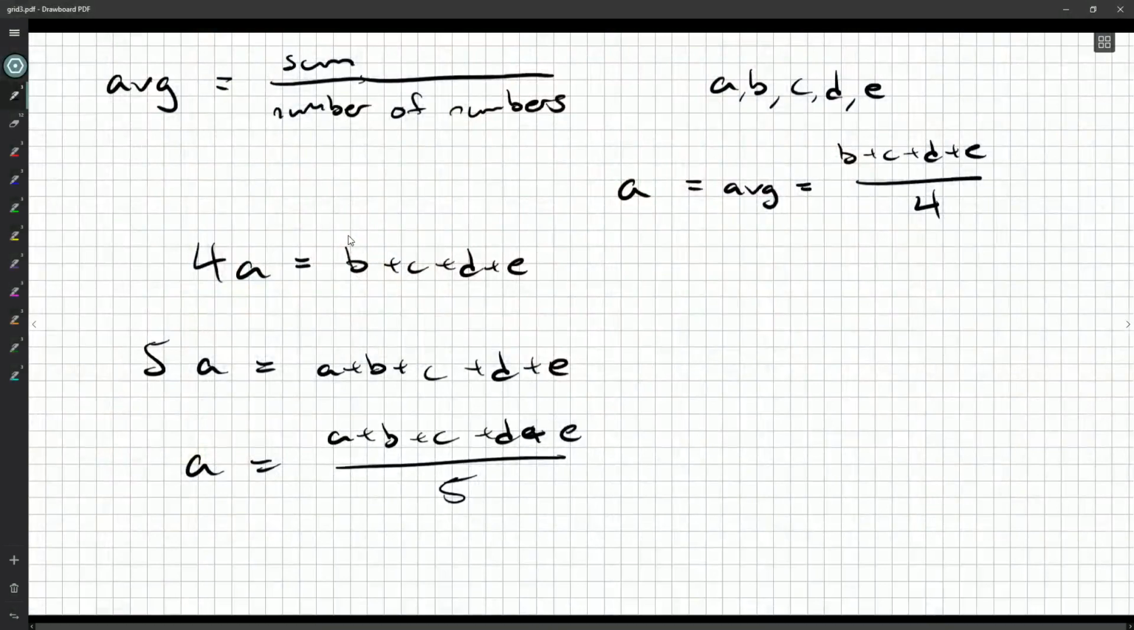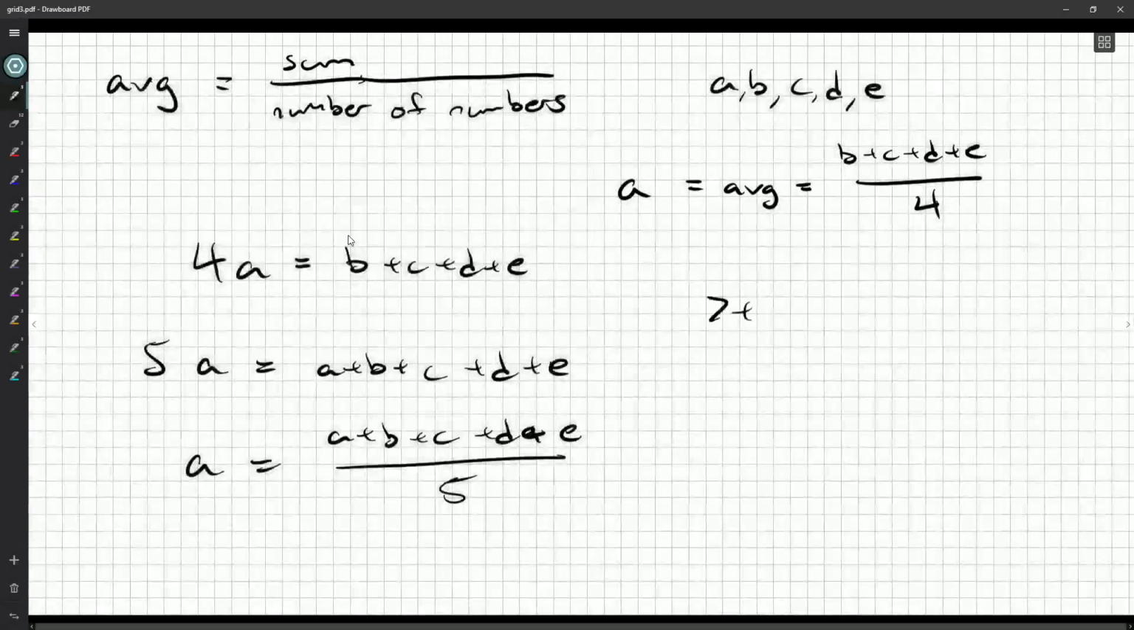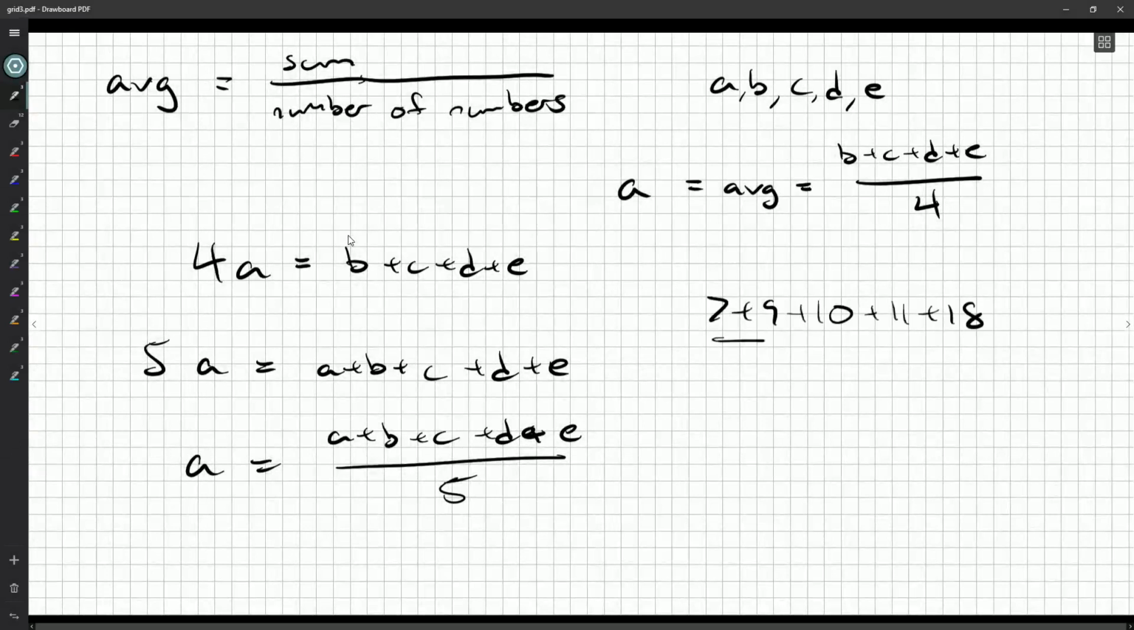Anyway, if we just want to find our average, we just need to average 7, 9, 10, 11, and 18. Now, some of you out there probably knew that it's the one that's going to be the average of the others, because adding in the average doesn't change anything. But if you didn't know that, here we've got the math to actually prove it.